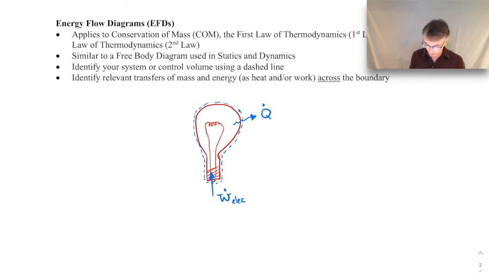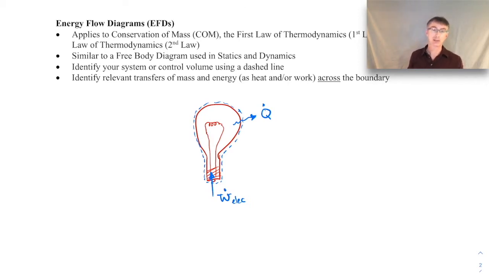And so I indicate that heat transfer with a Q dot. Q is frequently used in thermodynamics for heat transfer, so energy transfer via heat. And then again, the dot means that it's the rate at which heat transfer is occurring. And I've drawn the line going across the boundary and outward to indicate that it's leaving my system.